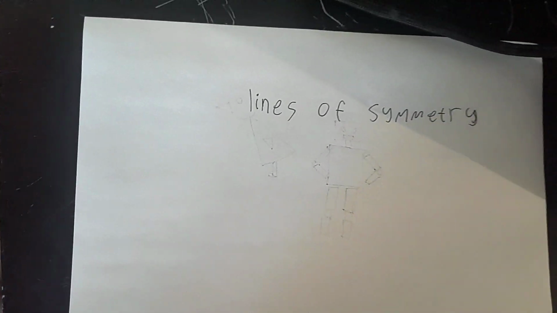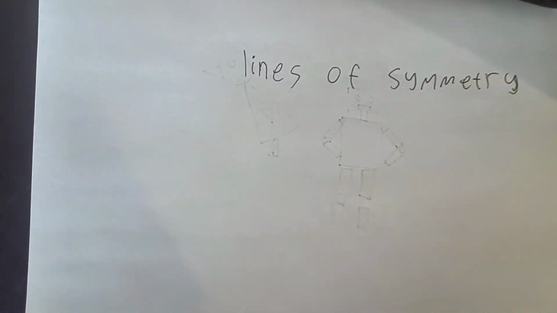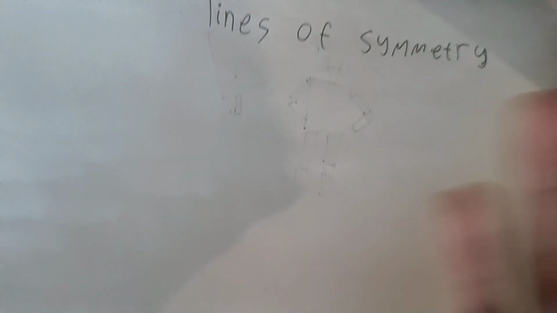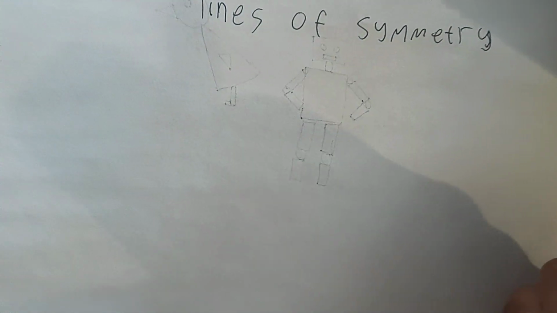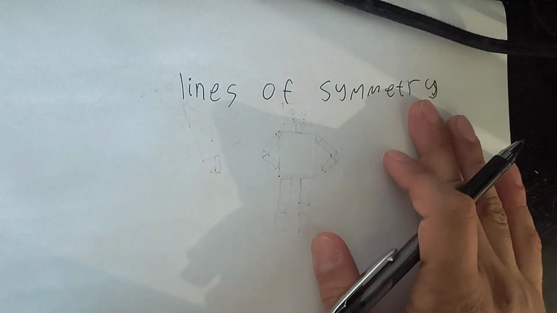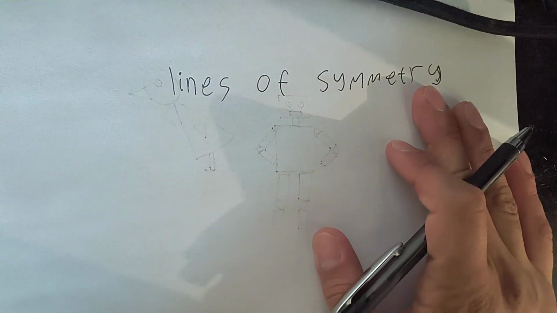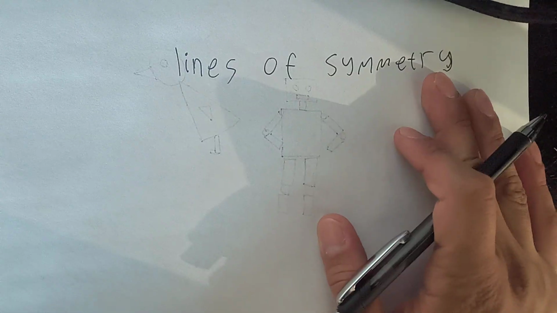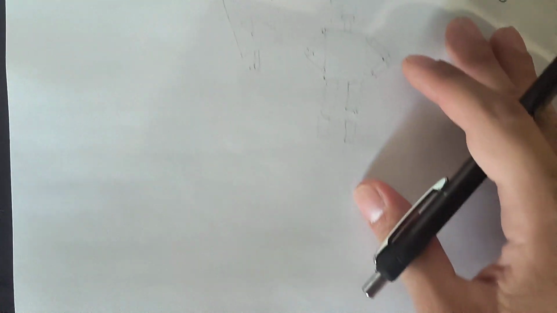Lines of symmetry are lines that go through shapes and can cut a shape into two congruent halves. If you remember, congruent shapes are shapes that are the same shape and the same size. So lines of symmetry split shapes into two congruent shapes.